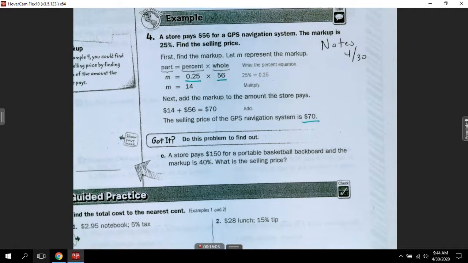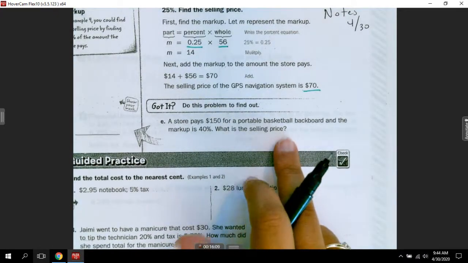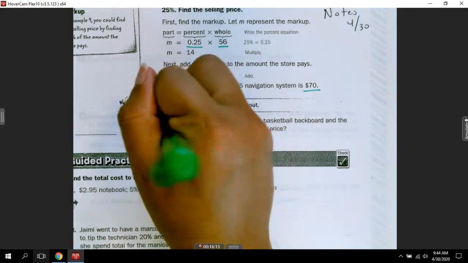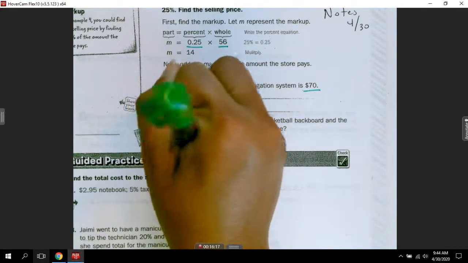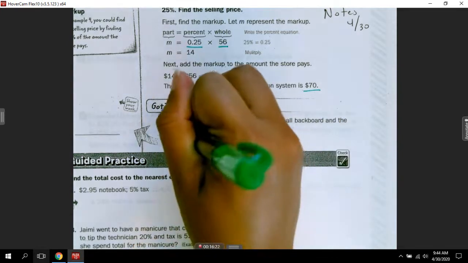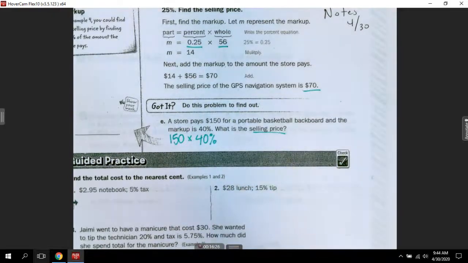Okay. A store pays $150 for a portable basketball backboard, and the markup is 40%. So what is the selling price? So again, we know that they paid $150. So you're taking $150 and multiplying by the percent that they're marking it up, which is 40%. You're trying to find the selling price. How much is that store selling it to you for?